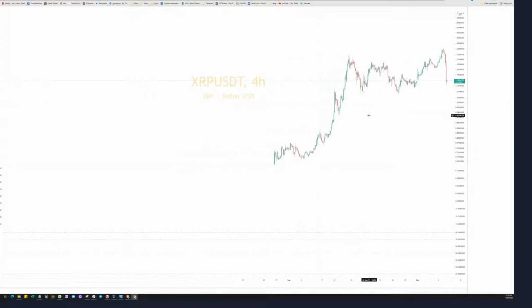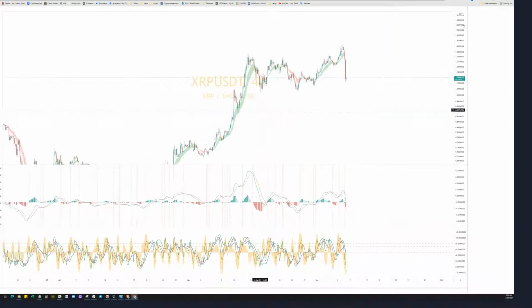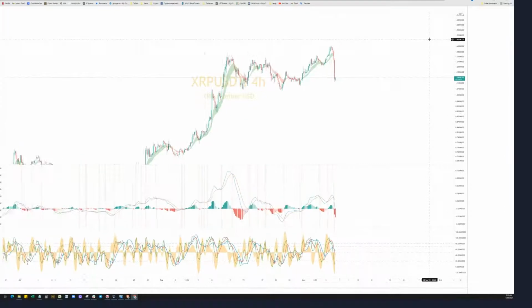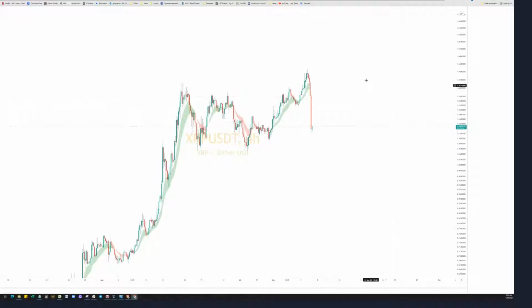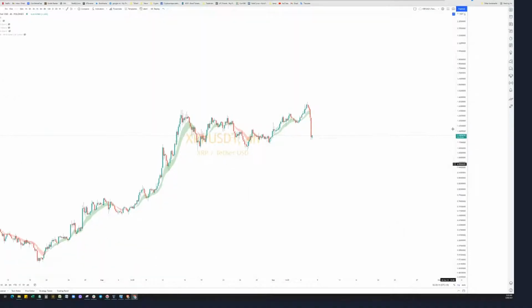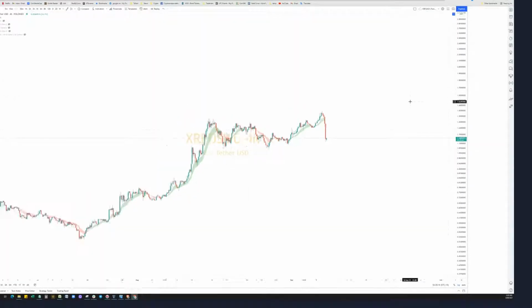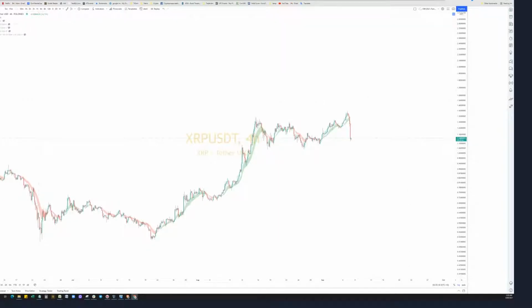So the XRP had a failed attempt. Yeah, and Bitcoin does that to you. So what we had here was a continuation pattern. XRP was looking good actually. So ADA's doing something similar right now.